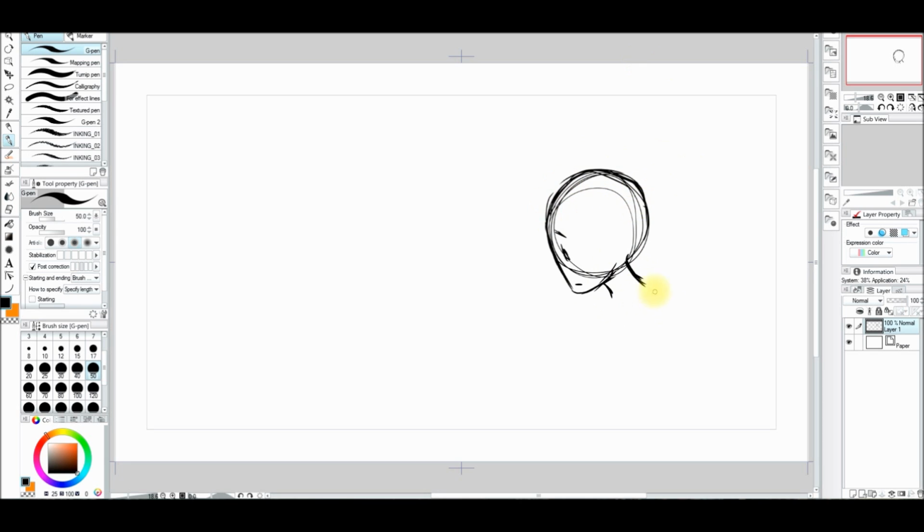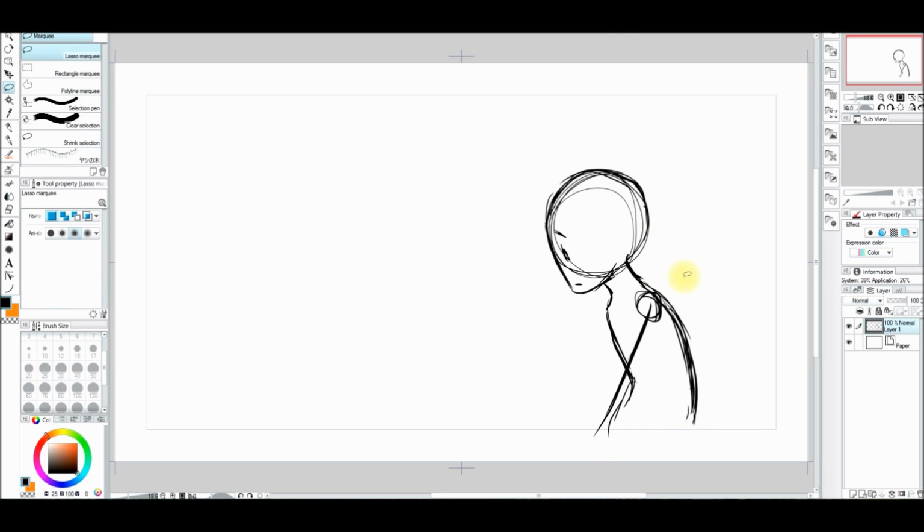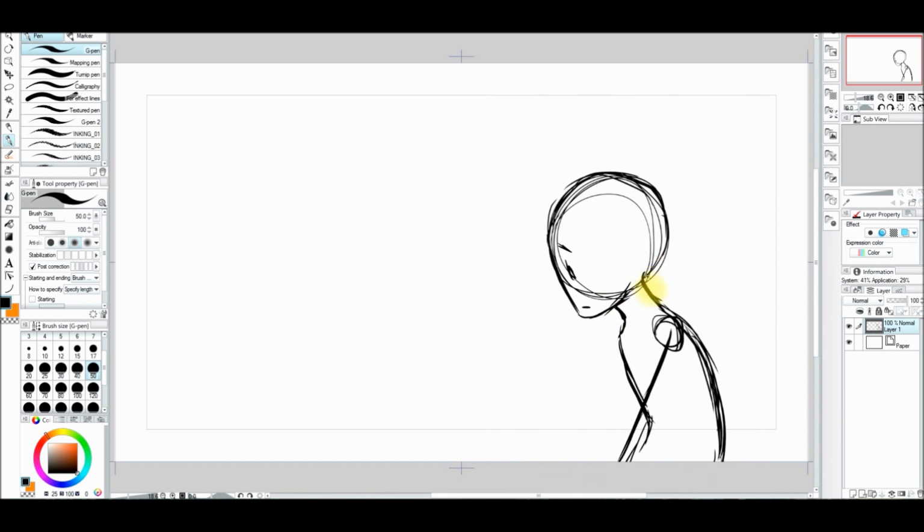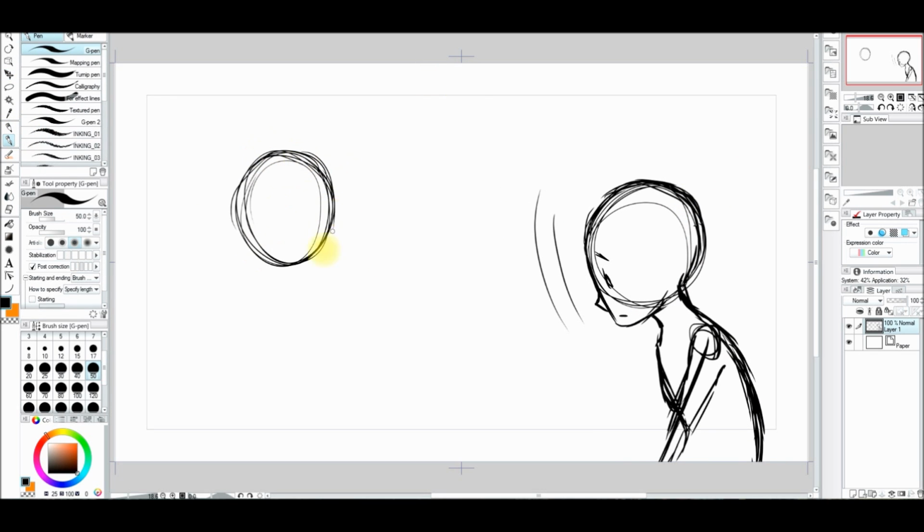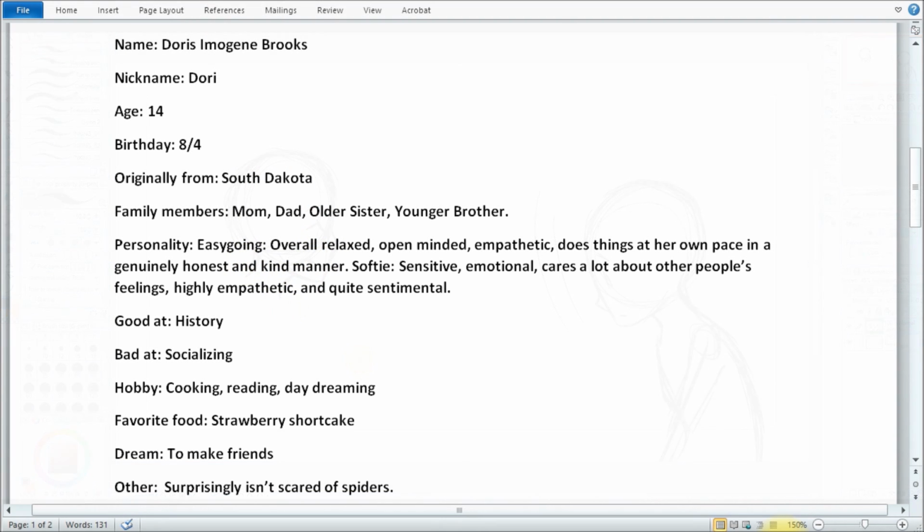Now, yours doesn't have to be exactly like this. This is just how I often make my character profiles. You can make them however you want. You can add things, you can take away things. If you're making, say, a superhero comic, you might want to include something like what superpower they have. So things like that. So as an example, this is Doris's character information.